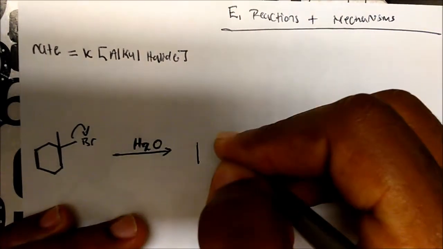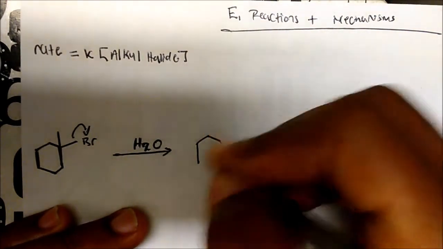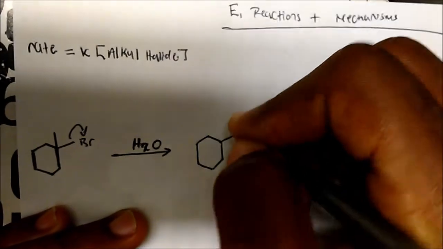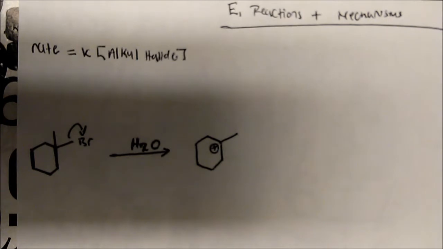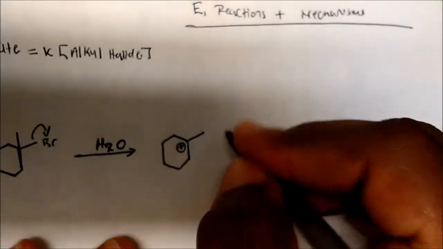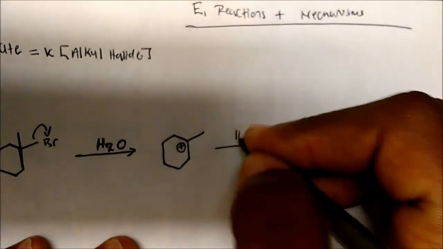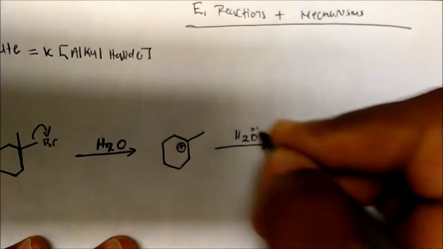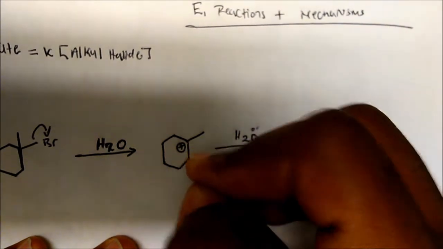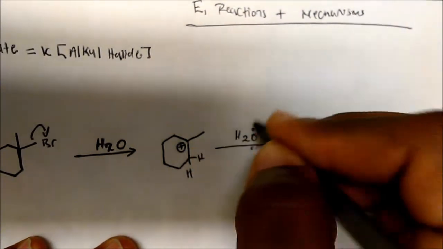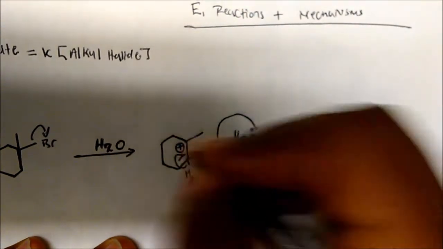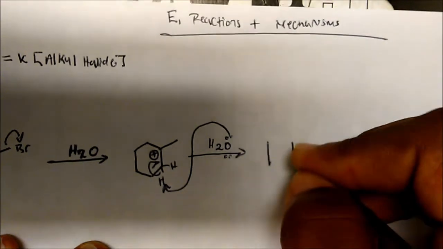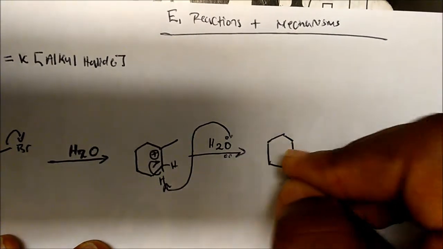You'll get an intermediate that looks like this, with a formal +1 charge right there. All right, and now simply water comes in, acts as a base. All right, we have two hydrogens here. Water acts as a base, comes in, takes out that hydrogen, kicks out these bonds, and you get your neutral alkene.